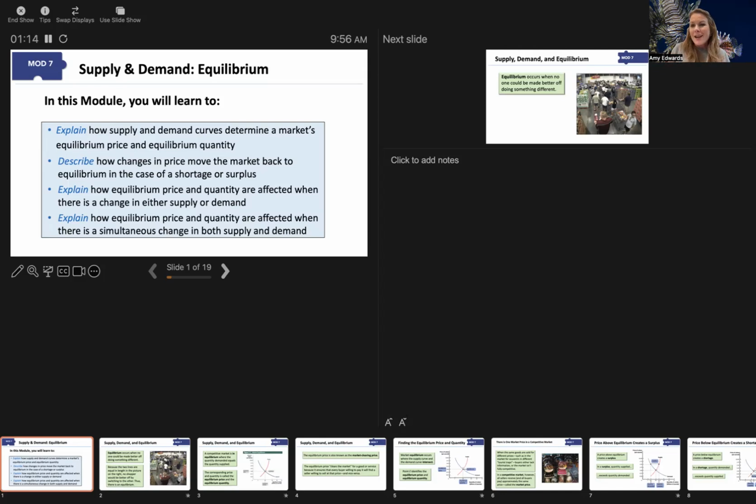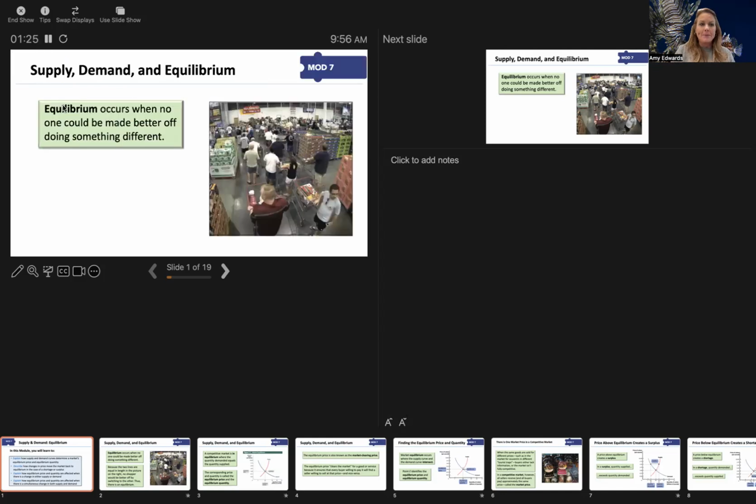And this is really kind of cool because you can ask me a question and we'll go over it. I can draw it out and tell you what's going to happen to equilibrium just by drawing it really, really quickly. So equilibrium occurs when no one could be better off if you did something different. Again, both sides are happy.